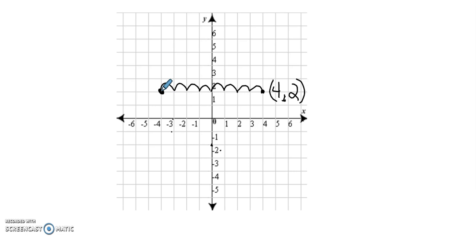And the ordered pair at this point would be negative 4, positive 2. Notice, it's reflected across the y-axis. So in each of these ordered pairs, the y-coordinate is the same. The x-coordinate, on the other hand, is the opposite. Negative 4 and 4 are opposites. So that's how you would know if a point was reflected across the y-axis.